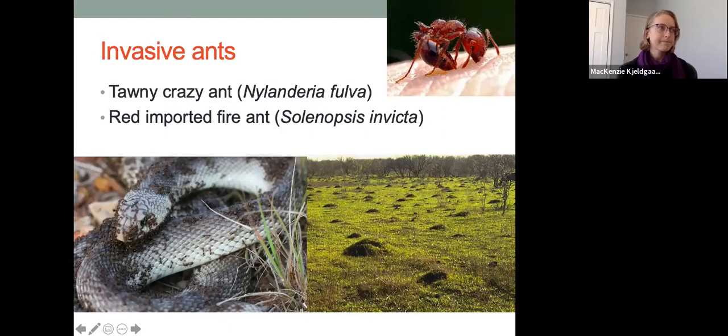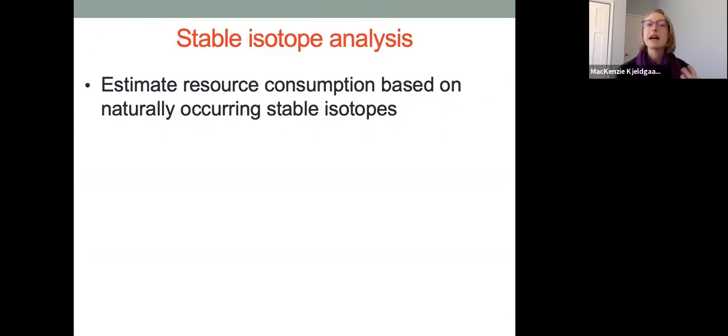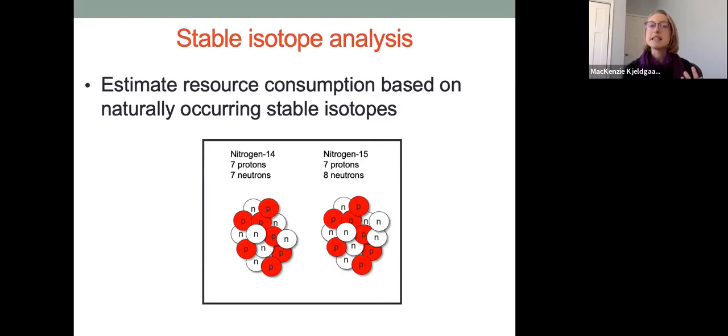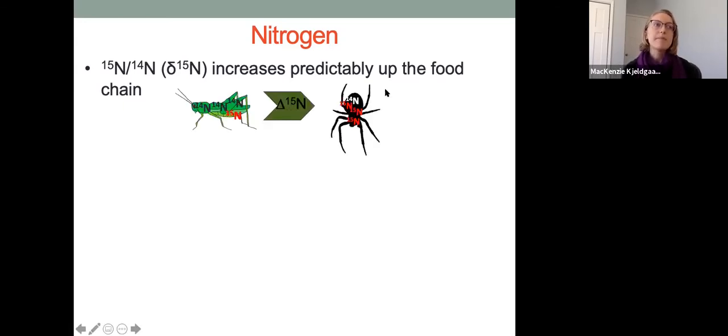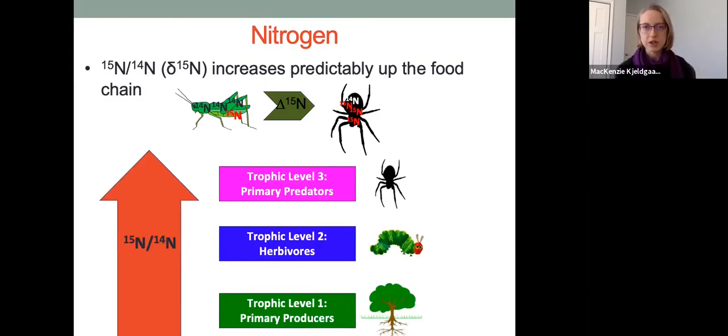So super abundant. And one way for us to estimate resource consumption is using naturally occurring stable isotopes. If you'll remember from your chemistry class, the main difference between a light and a heavy isotope is simply the number of neutrons. What's great about nitrogen in particular is that the ratio of heavy to light nitrogen, which is expressed in this delta notation, increases predictably moving up the food chain. So essentially by measuring the isotope values of consumers, we do this using a mass spectrometer, we're able to estimate the trophic position of an organism.